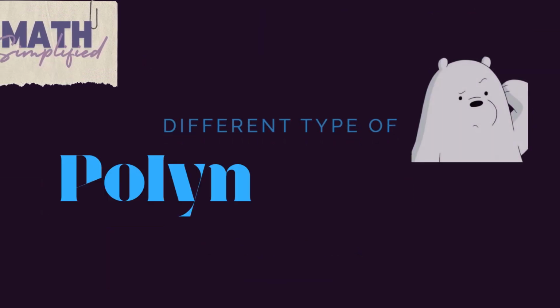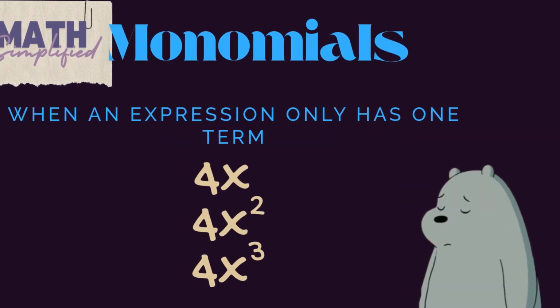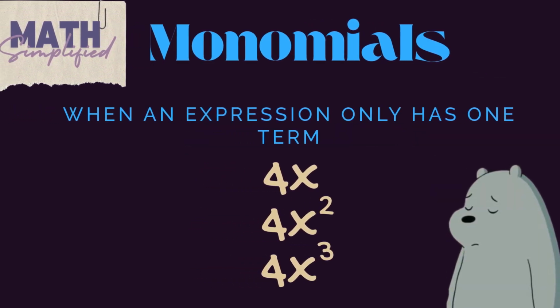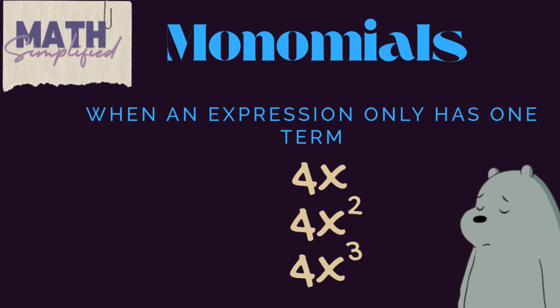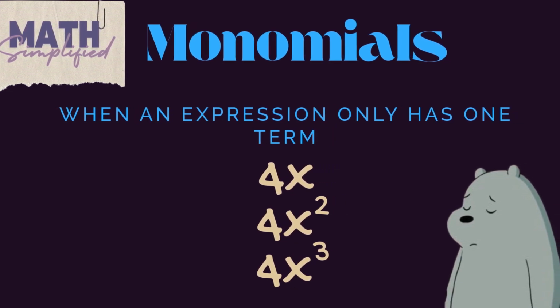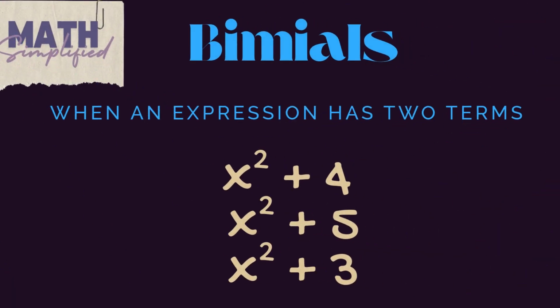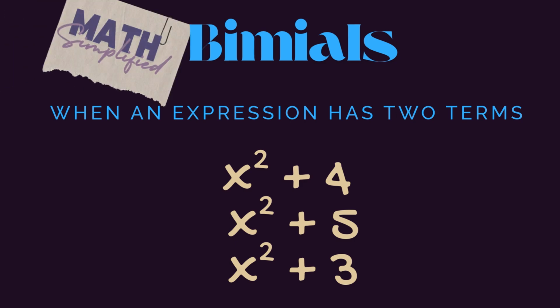So now let's take a look at different types of polynomials. One term polynomials are called monomials, like 4x or 4x to the power of 3 or 4x to the power of 2. These are called monomials. And when an expression has two terms, it's called a binomial. So x squared plus 5 or x squared plus 3 or 3x plus 4, these are binomials.